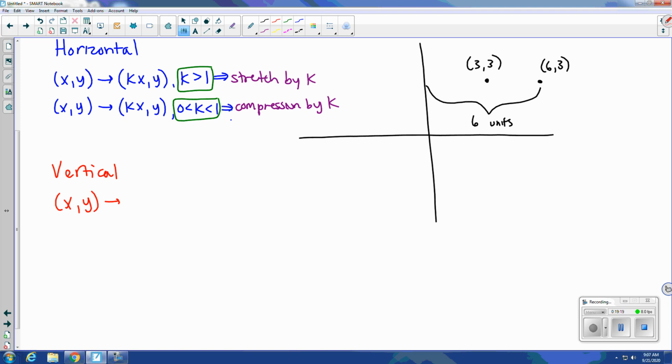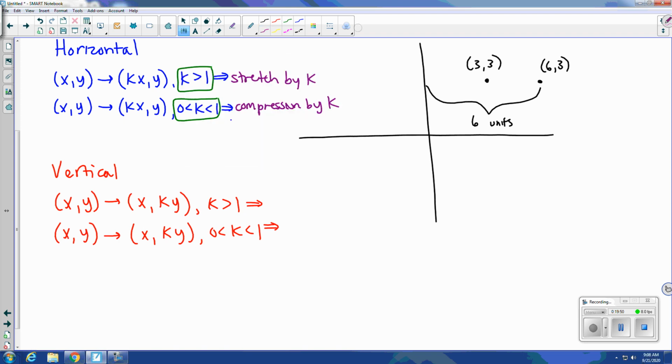So the application is the same in terms of the multiplication part, except this time, instead of applying it to the x-coordinate, because we want to do something vertically, we're going to apply it to the y-coordinate. So it's going to be (x, k times y), where k is greater than 1. And then for the compression, we're going to multiply the y-coordinate by some number k that falls between 0 and 1. So again, what do these reveal?